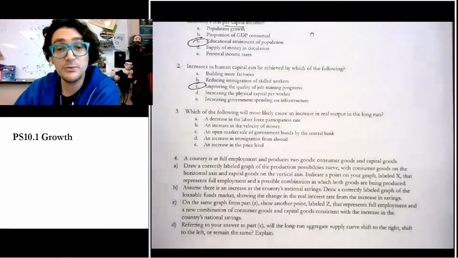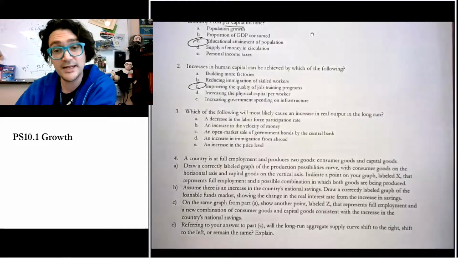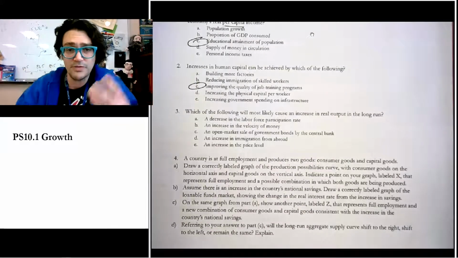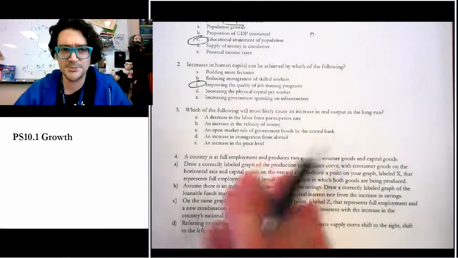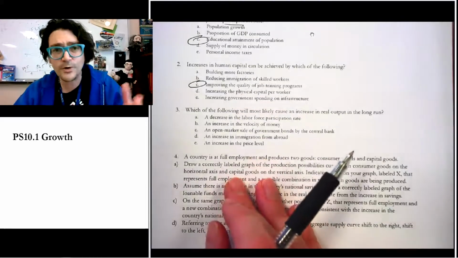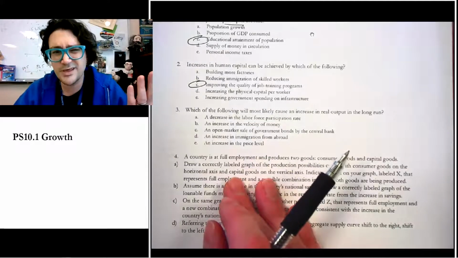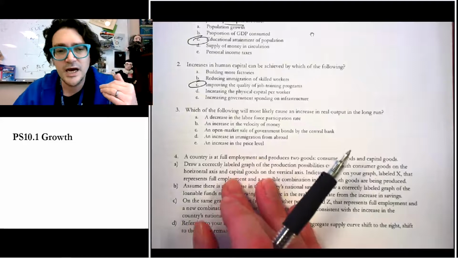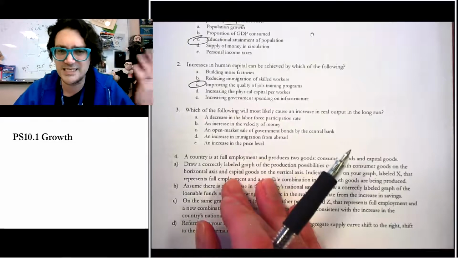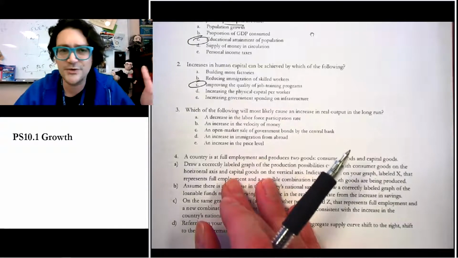Number 3, which of the following will most likely cause an increase in real output in the long run? So what's going to create growth? A decrease in labor force participation. No, you want more workers because then there's more production. An increase in the velocity of money. That doesn't have anything to do with growth. An open market sale of bonds. They sell bonds that make the money supply change. We know that that doesn't affect economic growth.